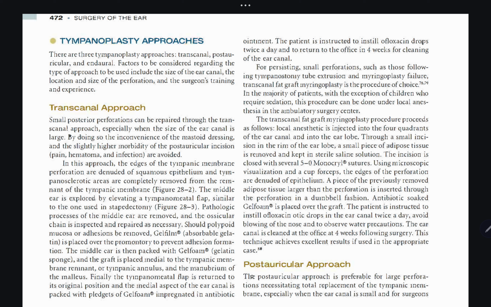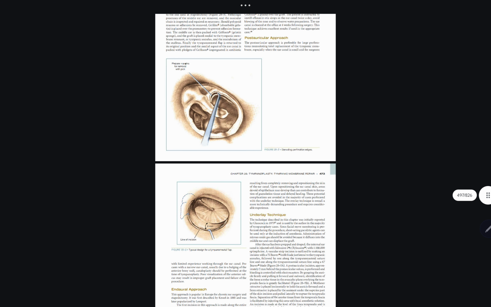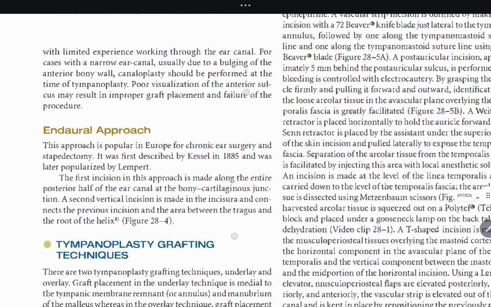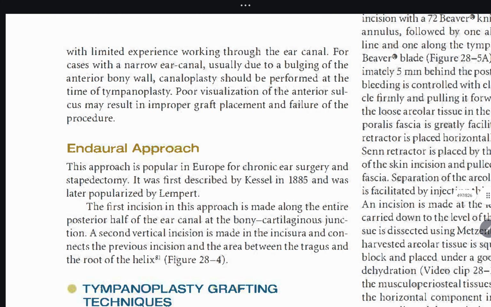Postauricular approach. The postauricular approach is preferred for large perforations necessitating total replacement of the tympanic membrane, especially when the ear canal is small, and for surgeons with limited experience working through the ear canal. For cases with a narrow ear canal, usually due to a bulging of the anterior bony wall, canaloplasty should be performed at the time of tympanoplasty. Poor visualization of the anterior sulcus may result in improper graft placement and failure of the procedure.